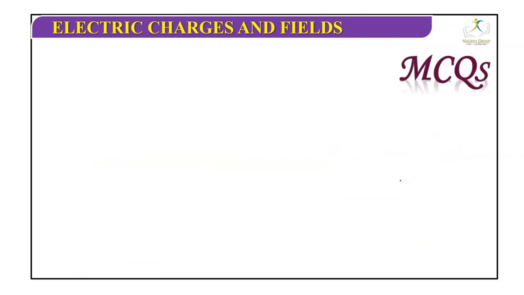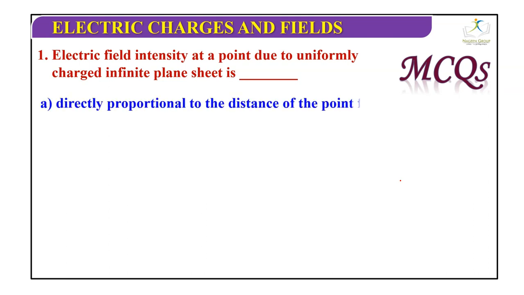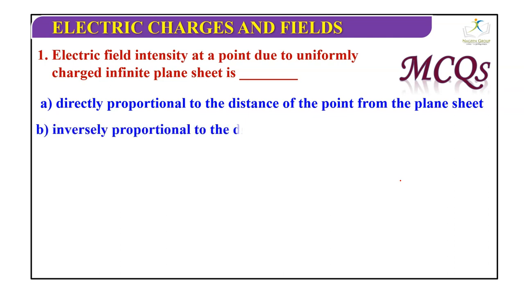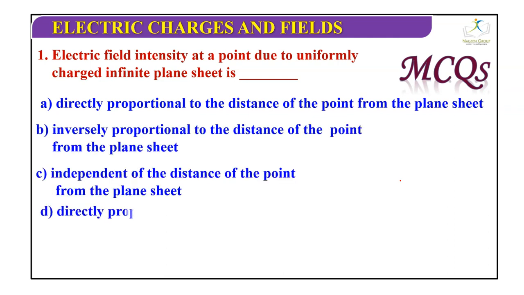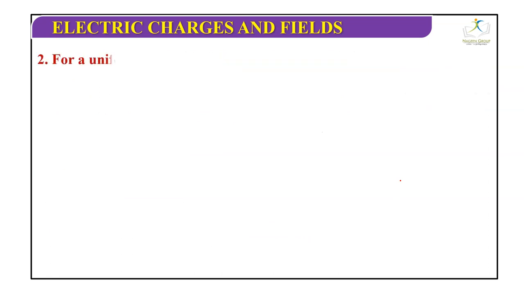Which we will solve. So let's start with the MCQ questions. The first: the electric field intensity at a point due to a uniformly charged infinite plane sheet is A, directly proportional to the distance of the point from the plane sheet; B, inversely proportional; C, independent of the distance; D, directly proportional to the square of the distance. The correct answer is C, independent of the distance of the point from the plane sheet.